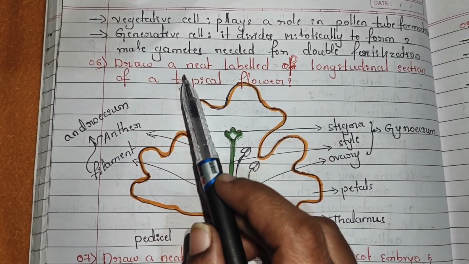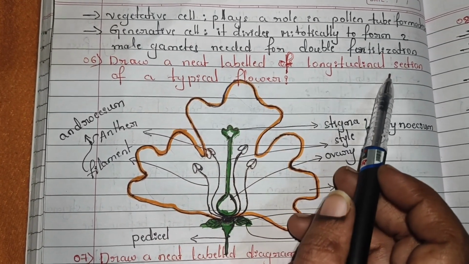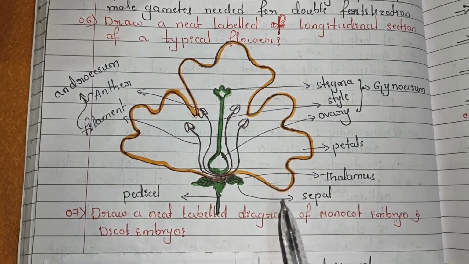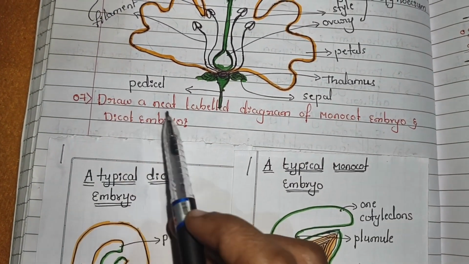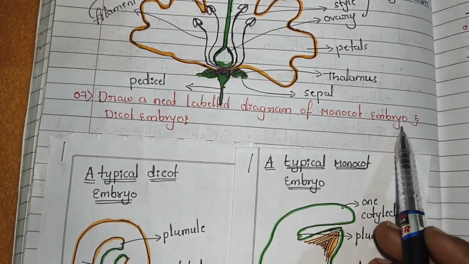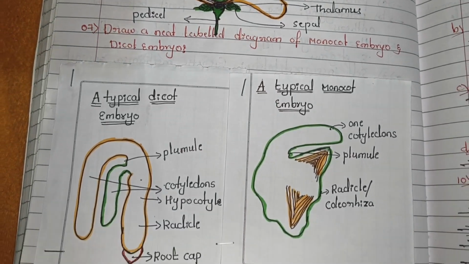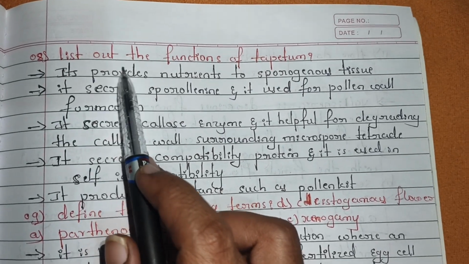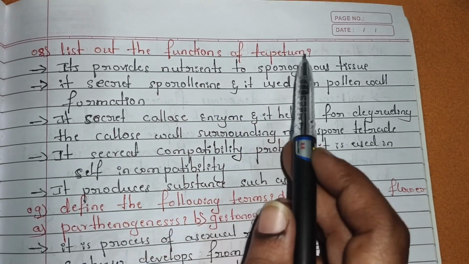The sixth question is: draw a neat labelled diagram of the longitudinal section of a typical flower. You have to draw like that. And the next question is: draw a neat labelled diagram of the monocot embryo and dicot embryo. These are the monocot and dicot embryo structures. The eighth question: list out the functions of the tapetum.